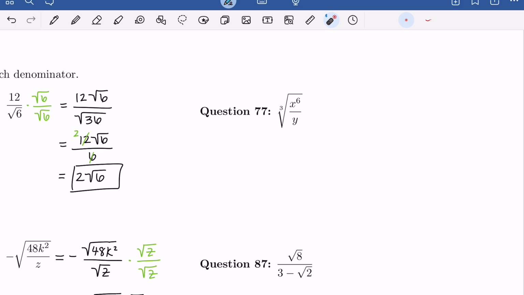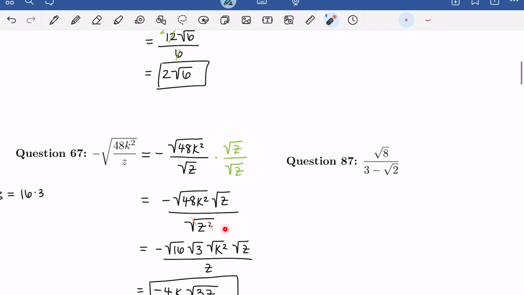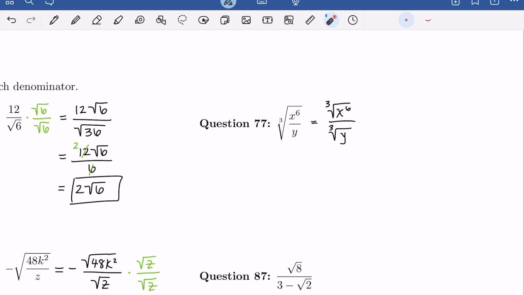Alright, so for this next example, we're going to do something similar, except now we're dealing with a third root instead of a square root here. So we're going to rewrite this as the third root of x raised to the 6th power over the third root of y. Now in this last example, we immediately multiplied by the square root of this guy to the numerator and denominator of this fraction. Then, after we got rid of the radical in our denominator, we simplified the numerator. In this example, we're going to simplify the numerator first, just to emphasize that you can do it either way.